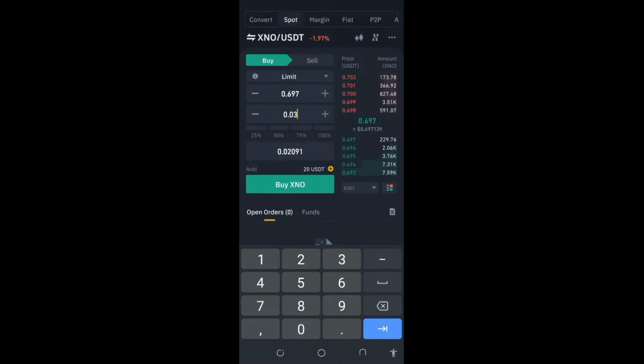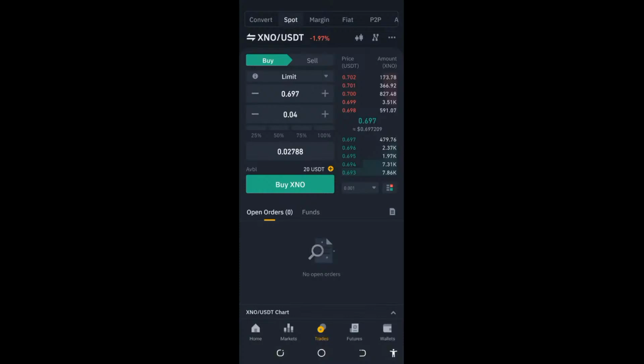Let's even make it 0.4. That's about 0.027, just in the range of 3 cents. That's not bad, so I think we can go ahead with this. The profit margin isn't so great, but if you have $1,000, you should be able to make a good profit of about $10 from this. So let's go ahead and quickly try to buy this. Let's take our screenshots.